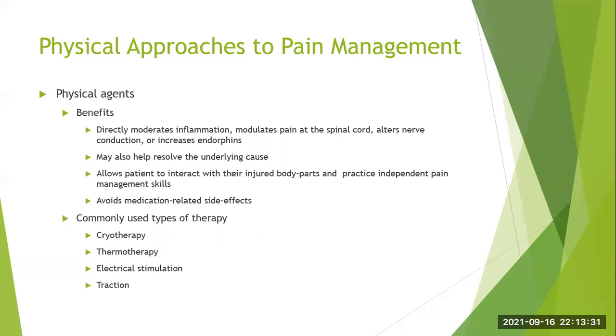Physical agents allow patients to interact with their injured body parts and practice independent pain management skills. So that is super important. And physical agents avoid medication-related side effects. So yay, that's really good. So the common types that are used in therapy, and we're going to do all of these this quarter: cryotherapy, which is cold, thermotherapy, heat, electrical stimulation, traction, not on this list, soft tissue mobilization.